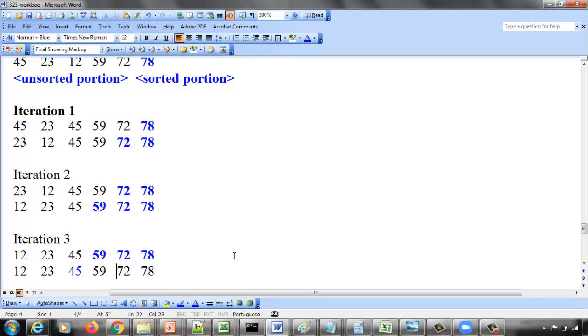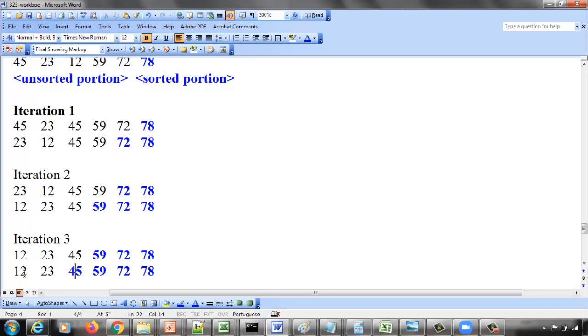Now when we did this iteration number 3, we did not do any swapping, because we compared 12 to 23. There's no need for a swap. 12 is less than 23, so we wrote the 12. Then compared 23 with 45, there's no need to swap, so kept 23 as it is, and then wrote 45 here. So there was no need of any swapping in this iteration.